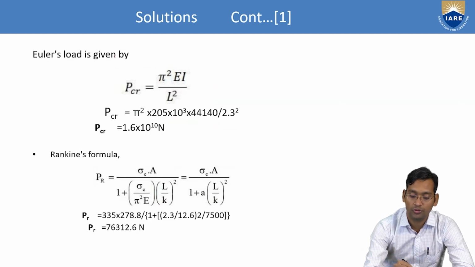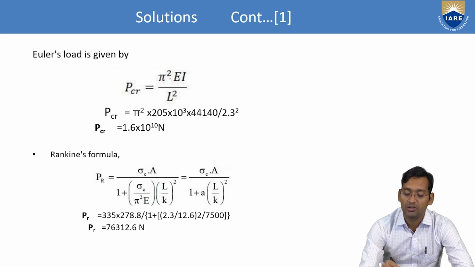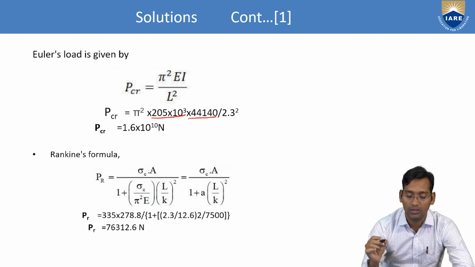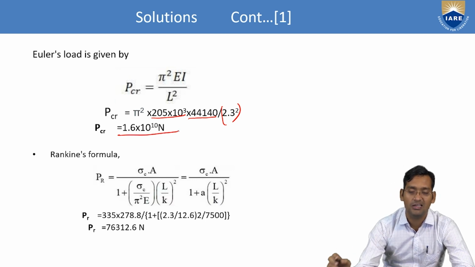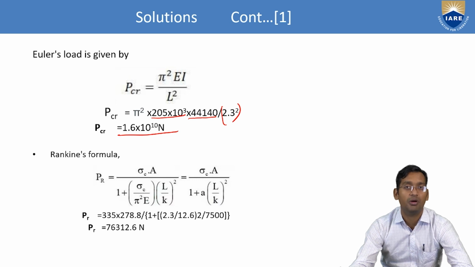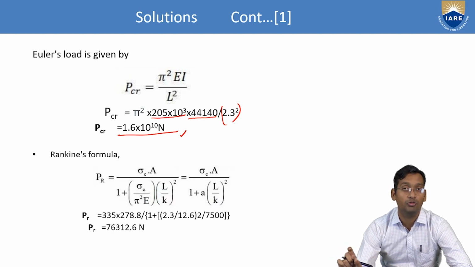First the Euler's one. Euler's load is given by what? PCR equals pi square EI by L square. So pi square E is 205 into 10 to the power 3, into I, we found 44,140, divided by L, which is given as 2.3, so 2.3 square. After simplifying this, you will get PCR as 1.6 into 10 to the power 10 Newton. This is the Euler's load, the crippling load from Euler's formula.